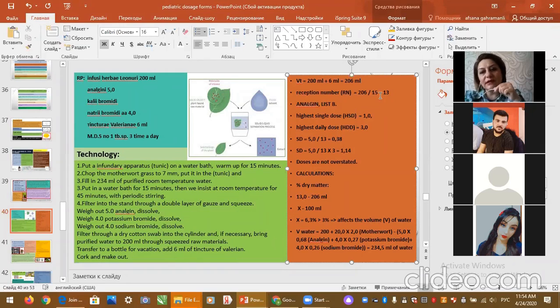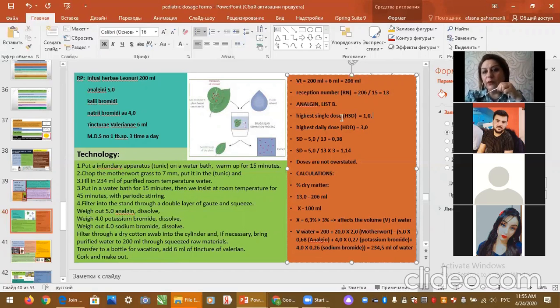What does 13 mean in this case? This result 13 means the using amount, using time. How many times do we use this solution? Only 13 times we can use this prescription. Yes, because our volume gives us only this. We can use only 13 times because the total volume of our prescription is 206 ml.